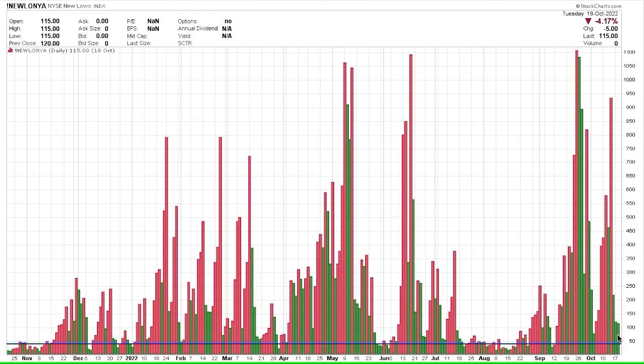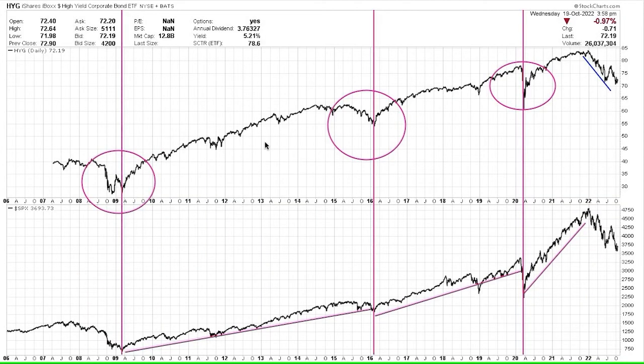New lows continue to be too high. Now we are getting a little bit of divergence here, as the market continues to have trouble. Fewer new lows, but we want to see the new lows get below 40 for an extended period of time. Now back to interest rates again. We're going to keep a close eye on these corporate bonds.